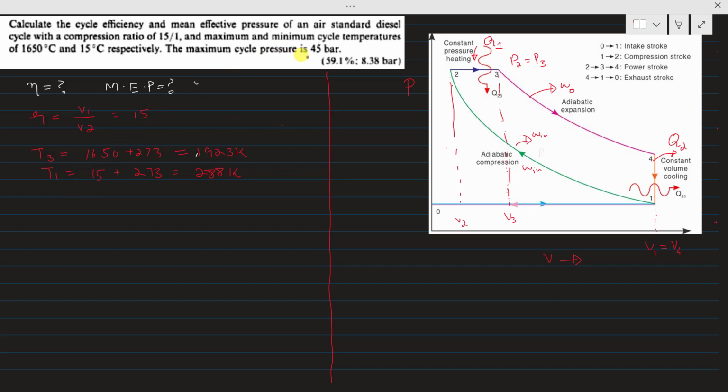And the maximum cycle pressure that is given will be at point P2, and the same pressure at P3. So the maximum pressure at P2 and P3 is 45 bar. So I can write P2 is equal to P3 is equal to 45 bar.